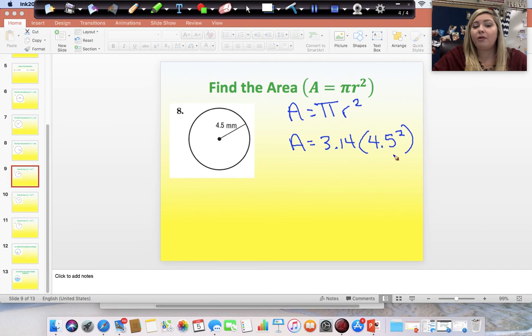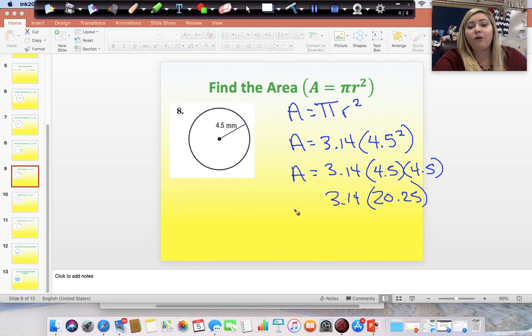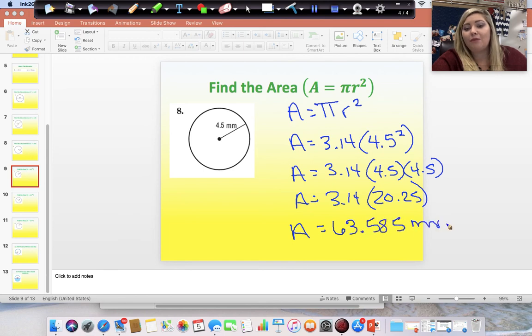And remember, squaring it is not multiplying it times 2. It's multiplying it by itself, I'll actually write this one out, 4.5 times 4.5. So 4.5 times 4.5 gives us 20.25. And then we multiply that by 3.14. And when we multiply that by 3.14, we get 63.585 millimeters.